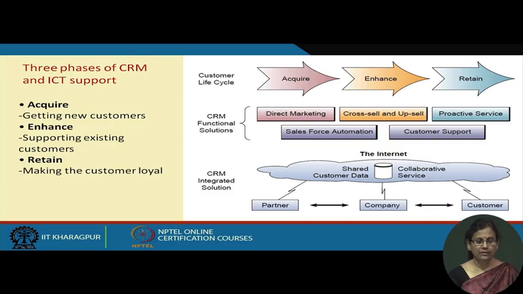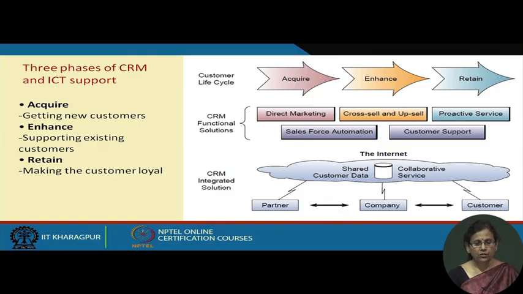Second, once somebody is a customer, you should provide supporting activities and various services to enhance the relationship with the customer. Then the third stage is retaining. It is about making the customer loyal by providing various rewards and including him in various loyalty programs.